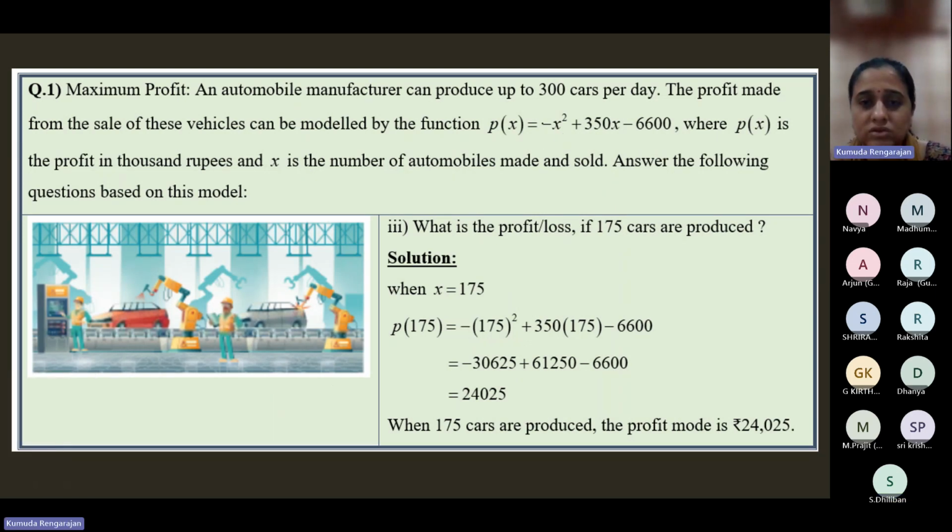Yeah. So this minus sign you can see here. Minus sign.